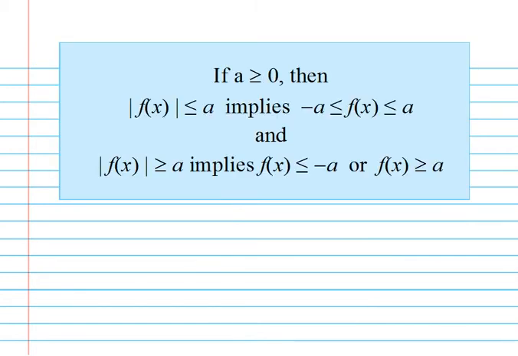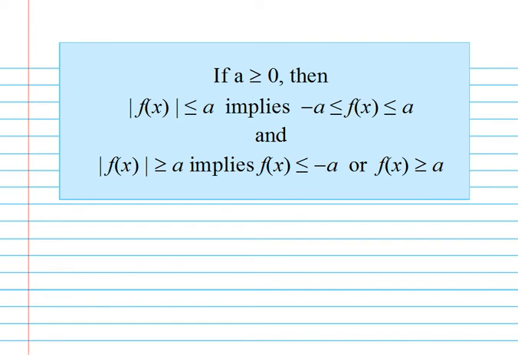So in general, again, if a, the value on the right-hand side, is 0 or greater, if we're taking the modulus of a function and stating that it has to be less than or equal to a, then that implies that that function has to be within a of 0. So it has to be between negative a and a. Whereas if the modulus of f of x has to be greater than a, then that function has to be further than a away from 0. So the function has to be less than or equal to negative a or greater than or equal to a.